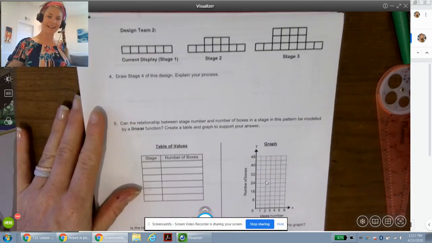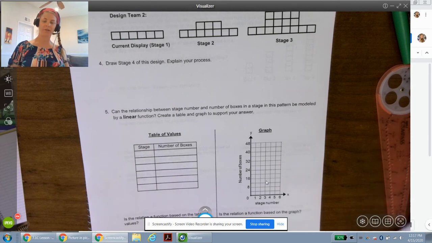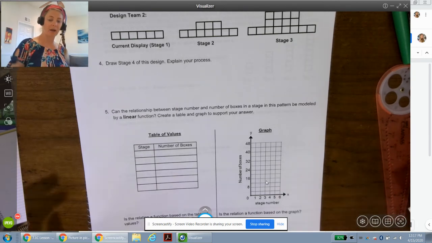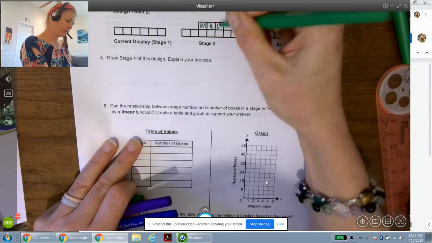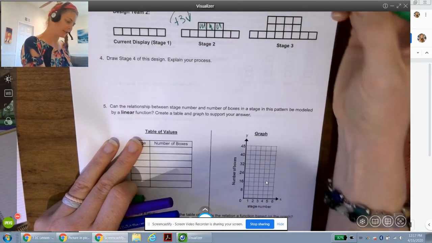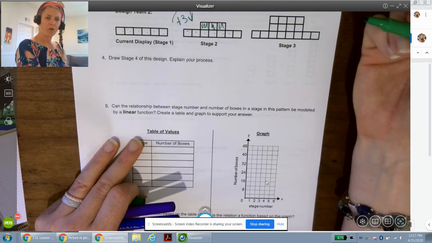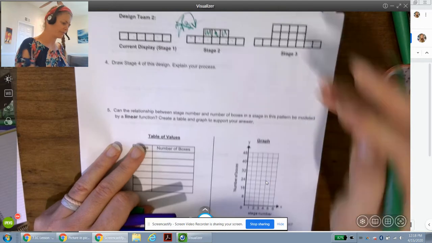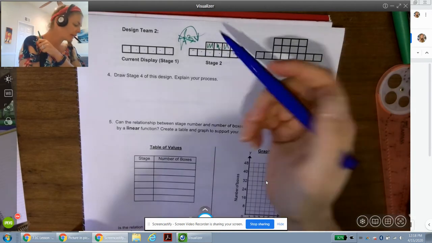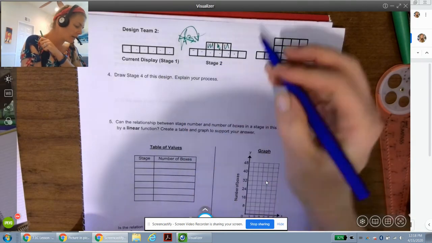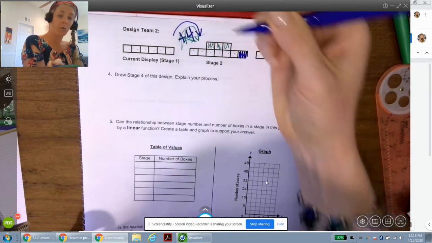Next, we're going to be looking at design team 2 for complete foods. Taking a look at design team 2, we have the current display, which starts with 6 boxes. And then we notice that to stage 2, we're adding 3. Interesting. 1, 2, 3, 4, 5, 6. Oh, we added more than just 3, you guys. What did we really do here? It seems to me that we're adding a block on the end also, and these 3. So obviously we're going to be adding 4 to each stage.